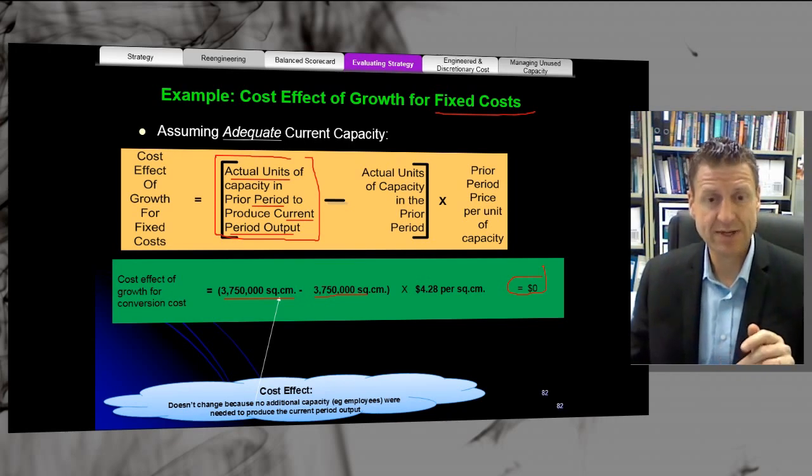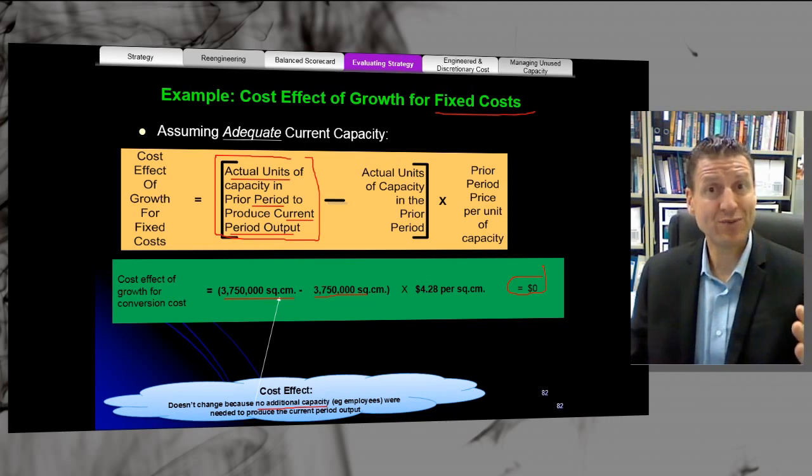This doesn't change because there's no additional capacity. For example, you didn't need to hire new employees, supervisory salaries and things like that. The capacity was the same. So this is assuming adequate current capacity.